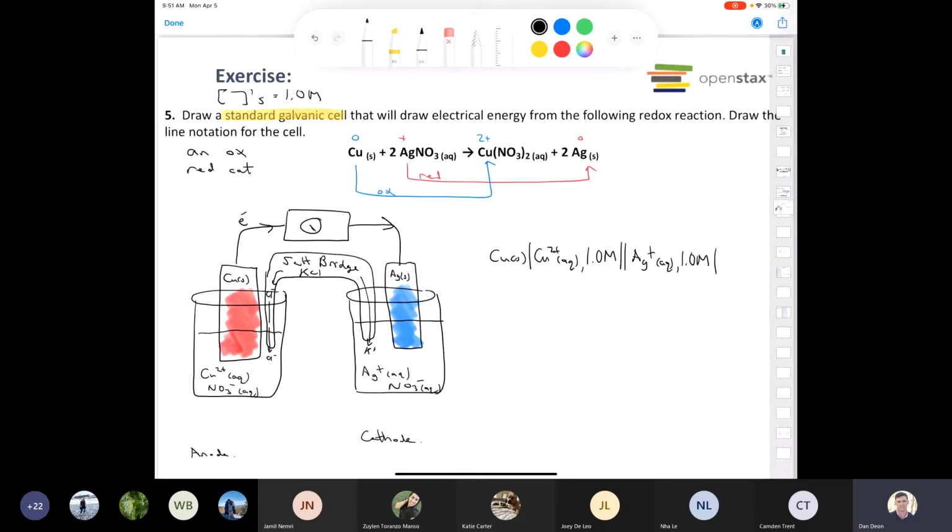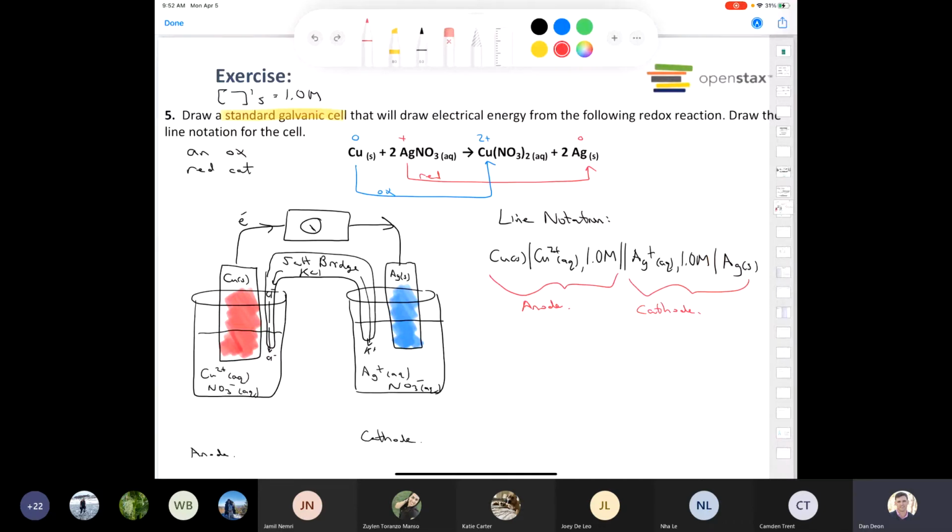Then we have our phase boundary, and then we have our solid silver, like that. And there you have it. That's our line notation. Again, this is our anode over here. You can think of this line as being the anode. I have it written in another slide like that too. You can think of this whole part as being the cathode. Sometimes I like to just think of this line as being the cathode. It is the phase boundary, but you can write it either way.